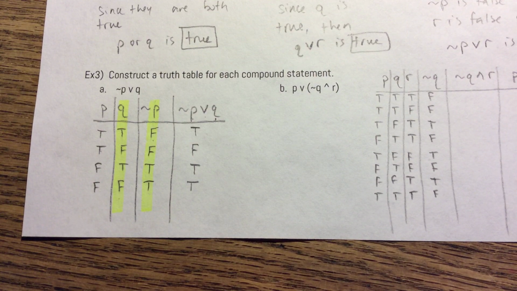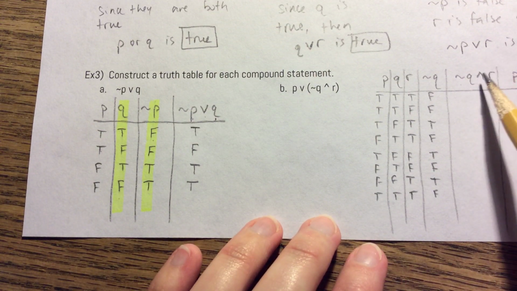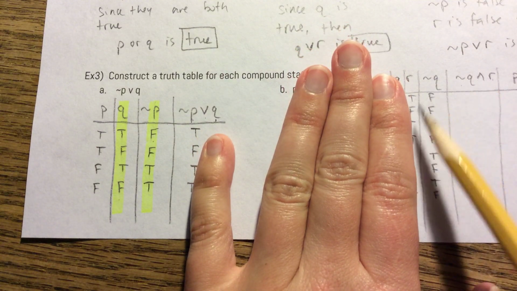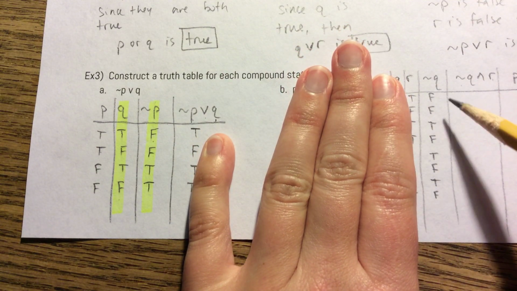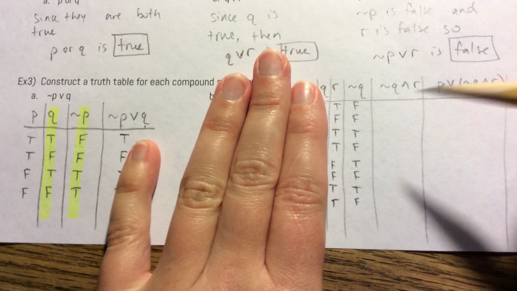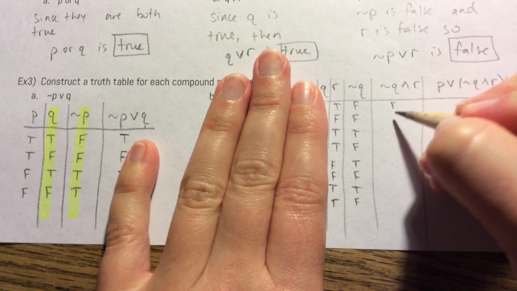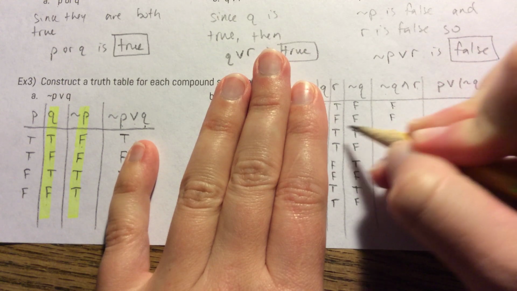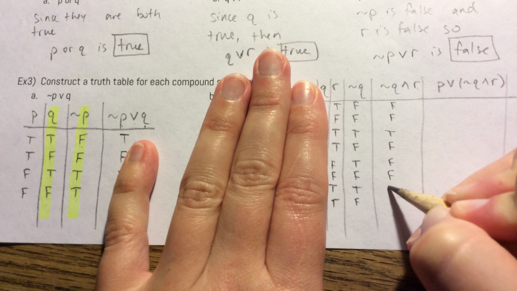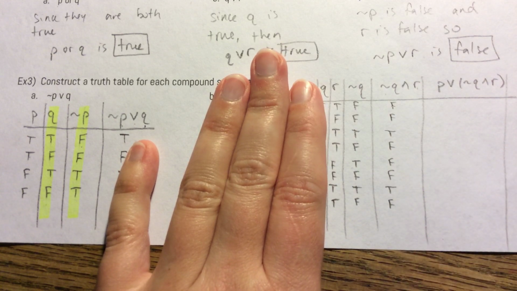Okay. Now I have not Q and R. So that means that in order for this to be true, these both have to be true. So if it's an and, I'm saying that they're both true here. So where I don't have two trues here, that's false. False. Here I have both trues. False, false, false. Both trues and another false.